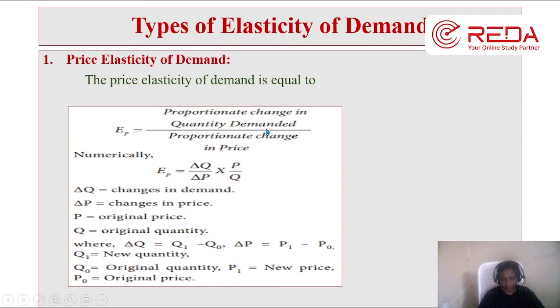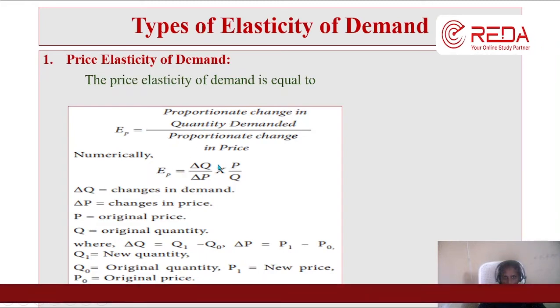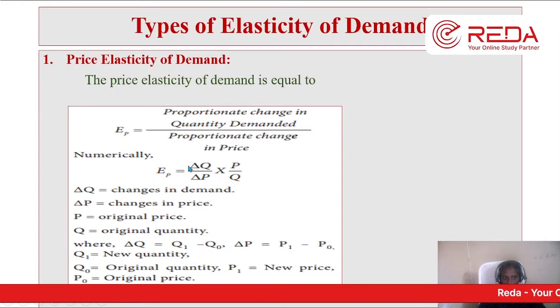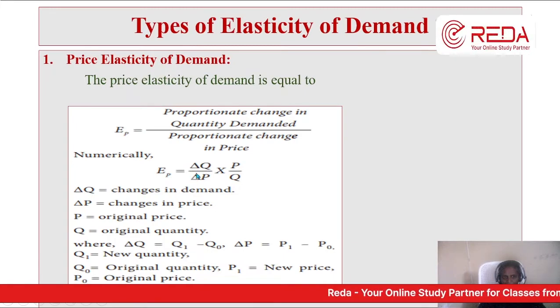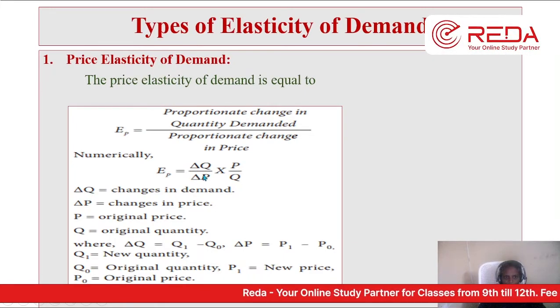the proportionate change in quantity demanded. Whenever there is a change in the price level of the commodity, what will happen to the quantity demanded? There will be a proportionate change in the quantity demanded. So this form we can write in numerical terms as EP is equal to proportionate change in quantity demanded. We can write numerically as delta Q by, delta being a proportionate change, delta P into P by Q.